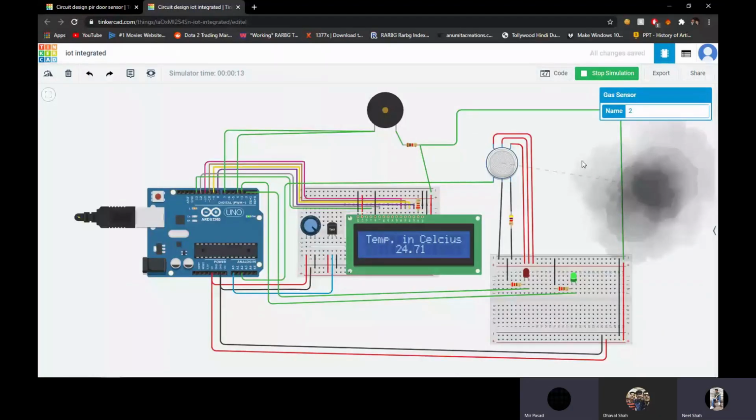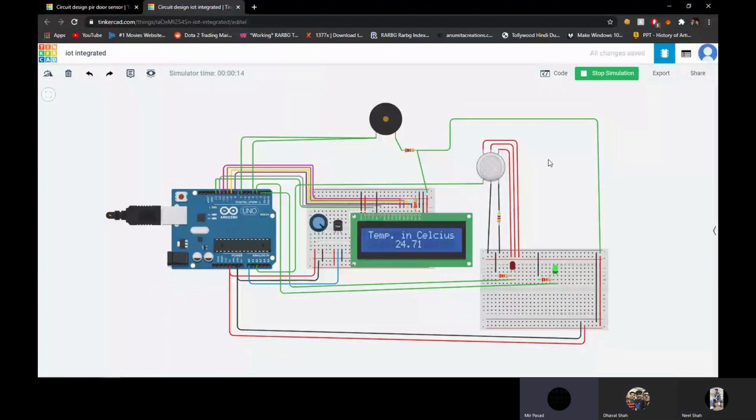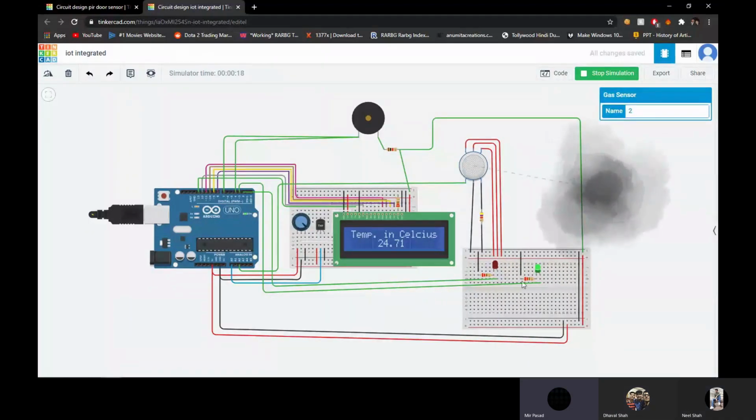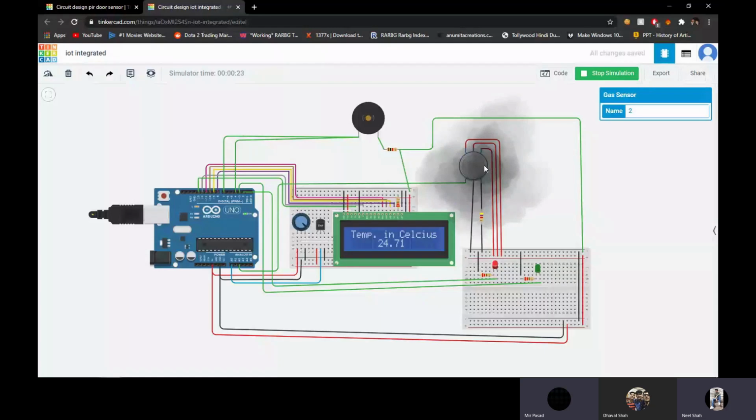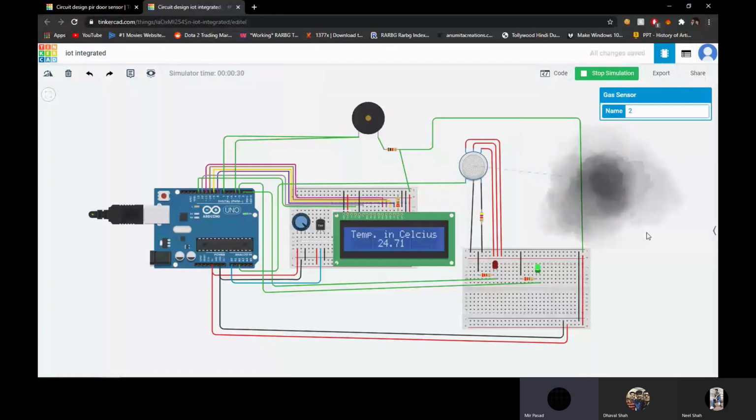As you can see, we have some smoke over here. When the smoke is far away from the sensor, the green LED is high. As we move the smoke over to the gas sensor, the red LED will be high and the green LED will be low, and the buzzer will give an alert by sounding a beep. As we again move the smoke far away from the gas sensor, no gas will be detected, so the green LED is high and the red LED is low.